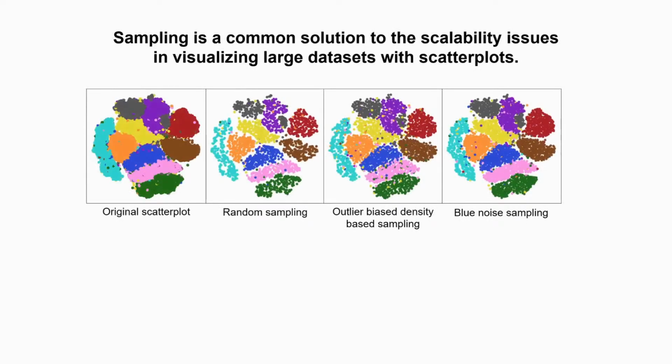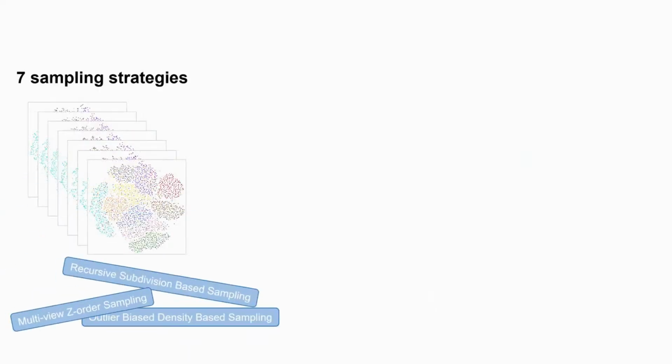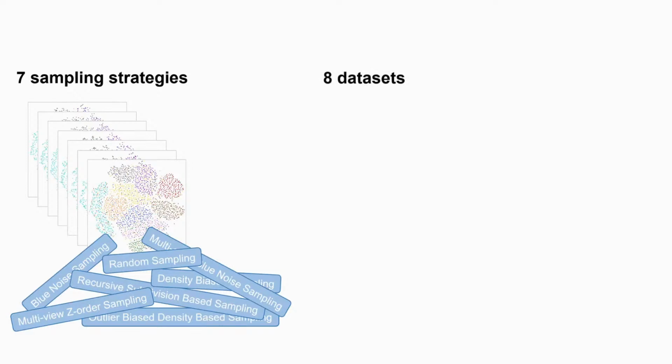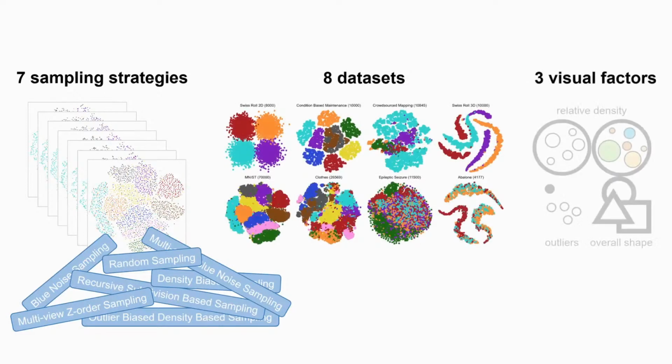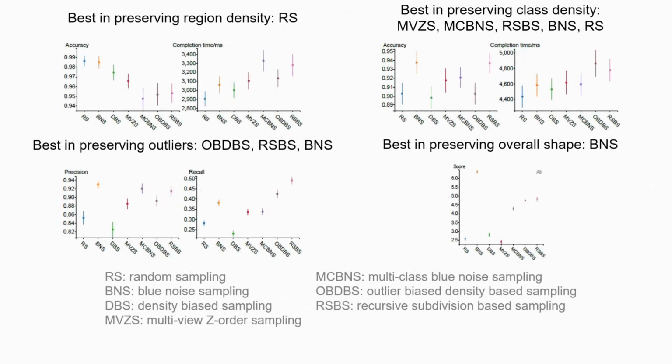Different sampling strategies have different performances in preserving features, but which one is the best? In this paper, we selected 7 sampling strategies along with 8 representative datasets and 3 important visual factors. We formulated 4 hypotheses and conducted a user study with 100 participants. For the derived insights, please refer to our paper.